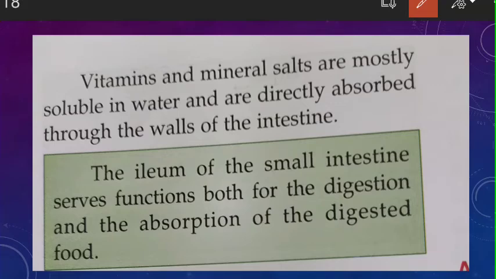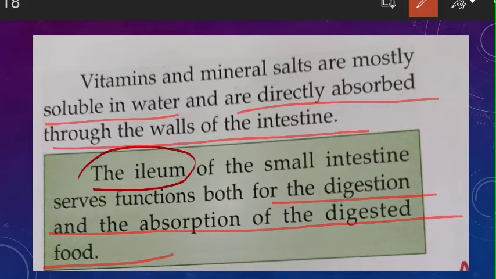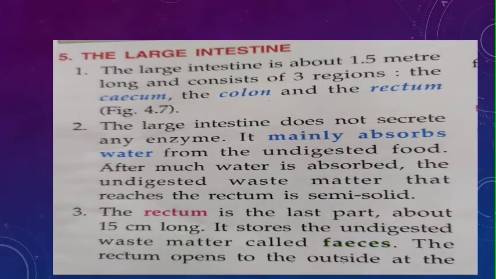Vitamins, minerals and salts are mostly soluble in water, and they are directly absorbed through the walls of the intestine. The ileum of the small intestine serves the function of both digestion and absorption of the digested food. So which part of the small intestine serves the function of both digestion and absorption? Then your answer will be what? Ileum. Clear?